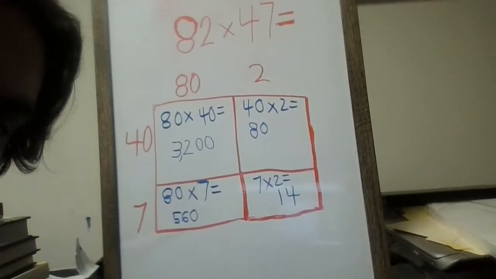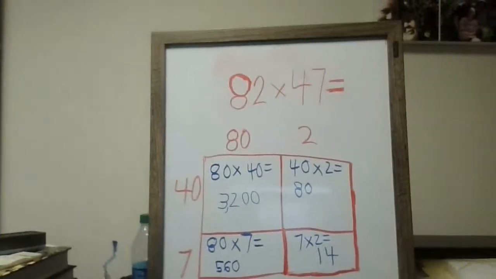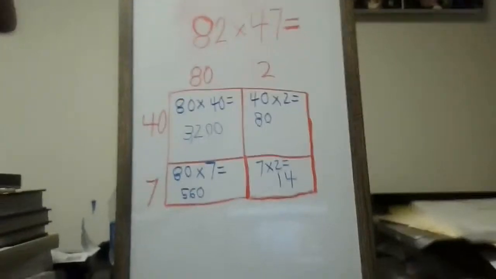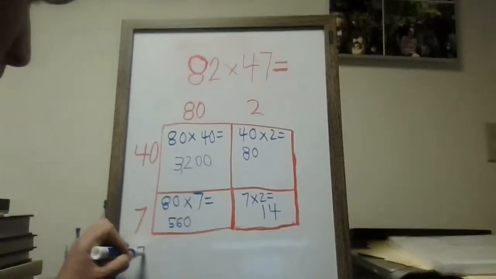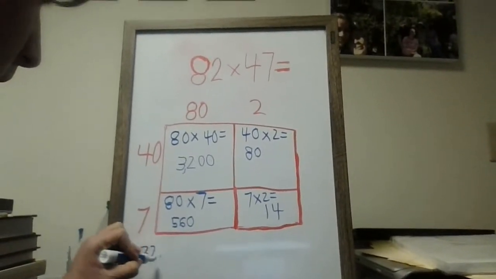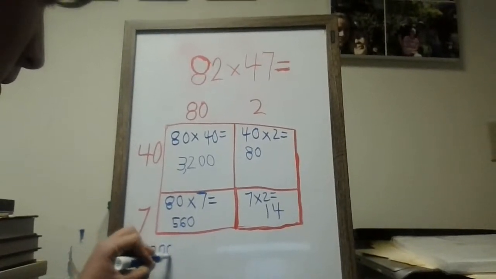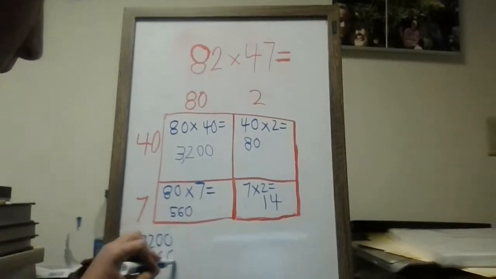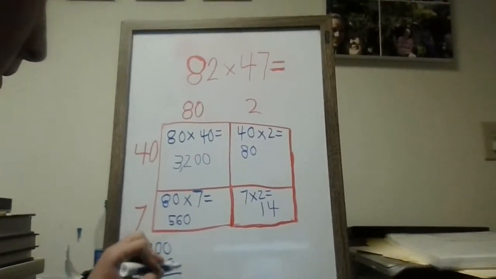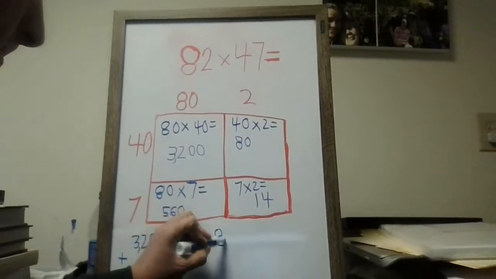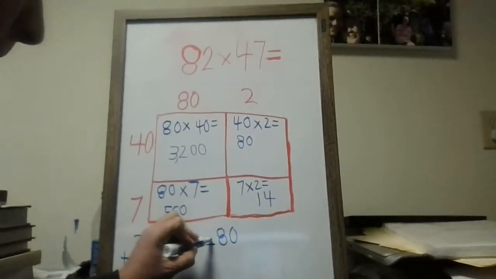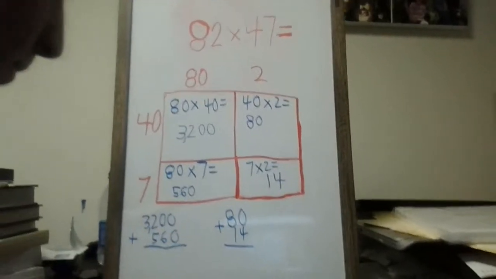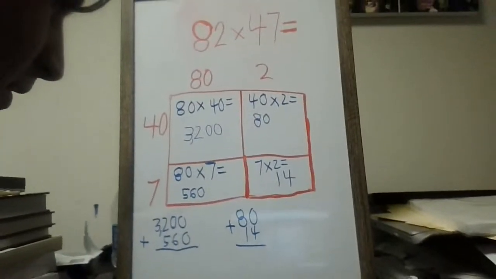And 7 times 2 equals 14. So now we have to add each of these numbers up. So we have to add 3,200 plus 560, and then we have to add 80 plus 14. And then the answers that we get to these two addition problems, we have to add those answers together.